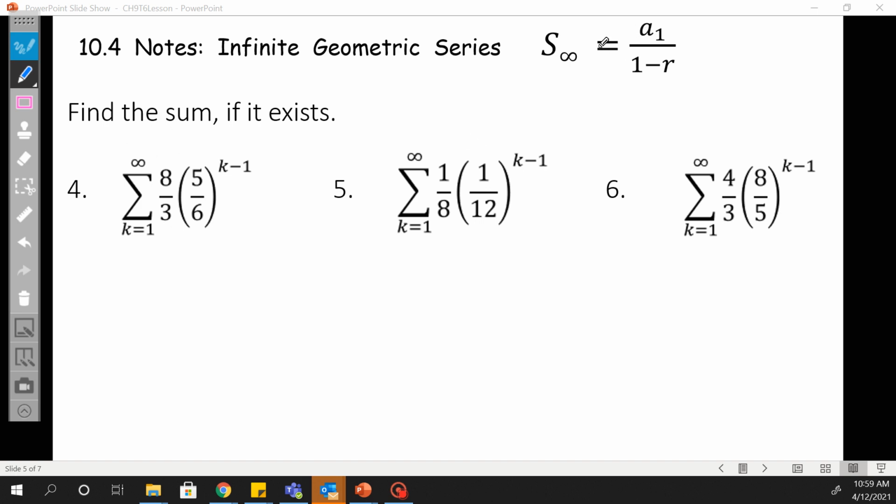Now, when you're doing this kind, an infinite sum, you don't have to plug in the bottom number, okay? This will always be your A1. This will always be your R. So there's nothing to do besides plug these into the formula.